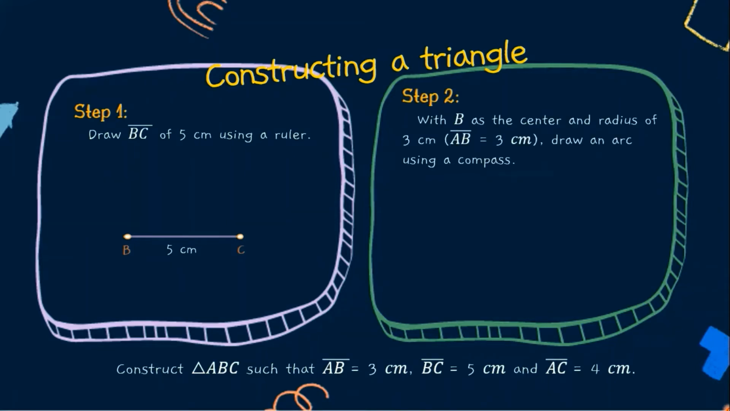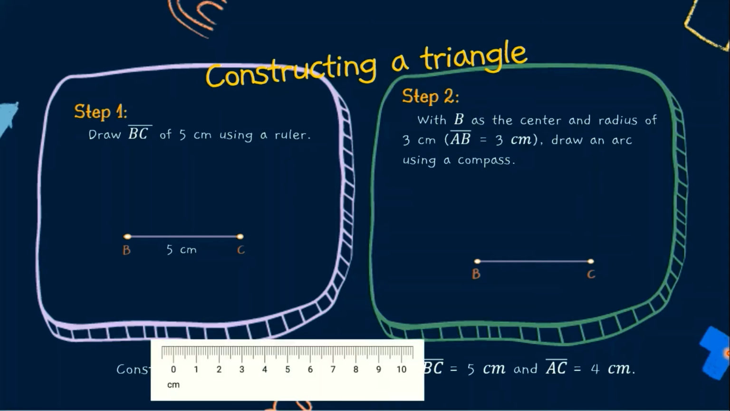Step 2. With B as the center and radius of 3 cm, ito yung ating given. Line AB must be equal to 3 cm. Draw an arc using a compass. Compass ay tool for construction din natin ito ng geometric figures. We have discussed this ating lesson 4 for quarter 3, geometric constructions. Ito yung nagawa natin from step 1.